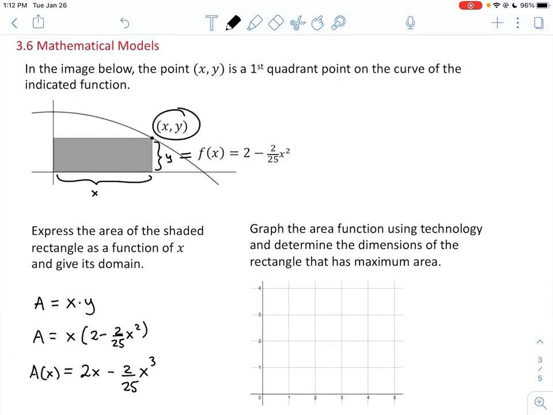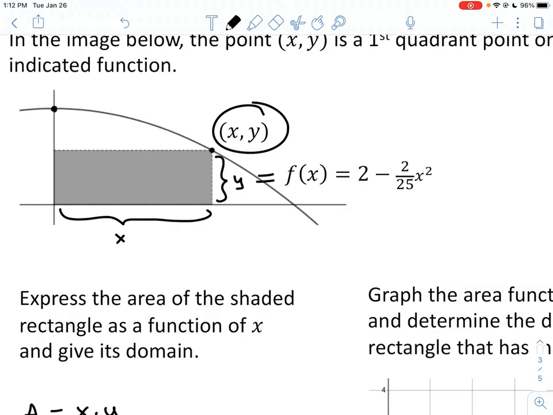So we want to say, for what values of x do we even have a first quadrant rectangle? We don't want the point to be over here. The y-axis technically isn't in the first quadrant. We want to be somewhere on this portion of the curve, but not on the axes, which means we have to figure out the x value where this function intersects the x-axis.